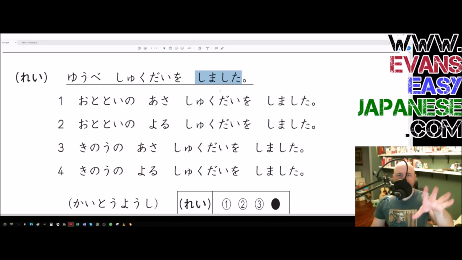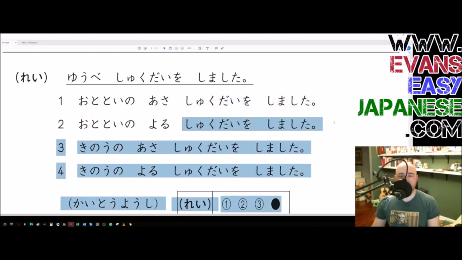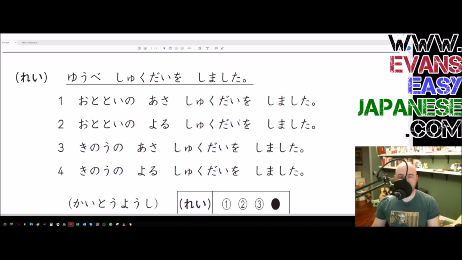Or, I mean, not here. Sorry. Here, it's clearly do, and then shukudai is homework. So the o particle is telling us what we're verbing. The verb is to do, and the answer is shukudai. The thing that we're verbing is shukudai, and when we did it was yube. All right, so we have a bunch of words. All of these end in shukudai wo shimashita, so we're just going to ignore that.